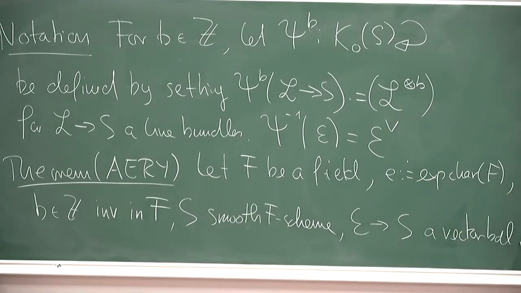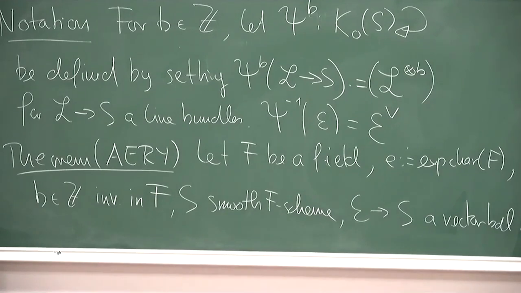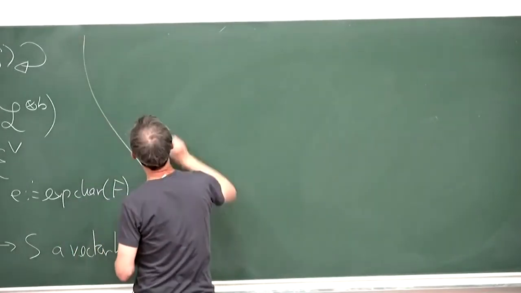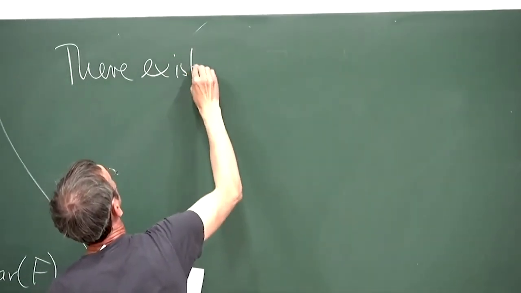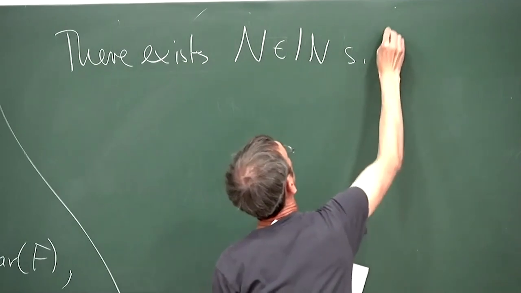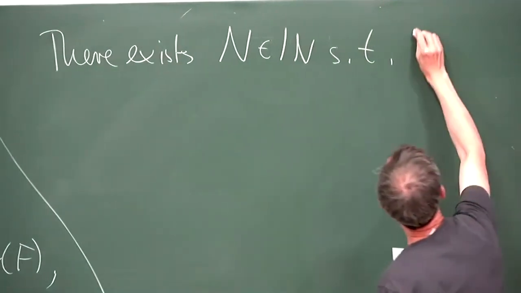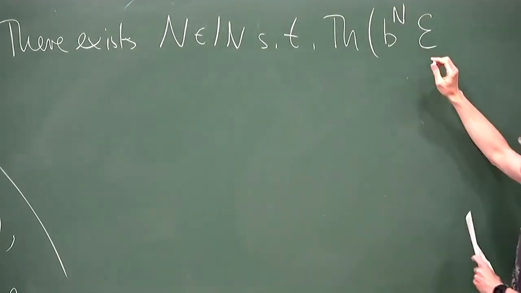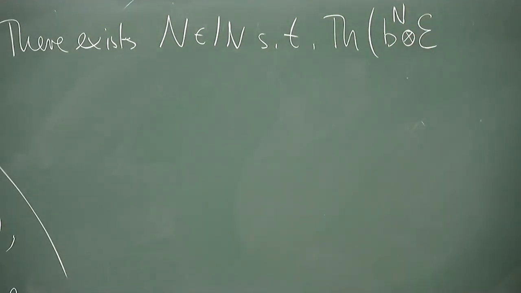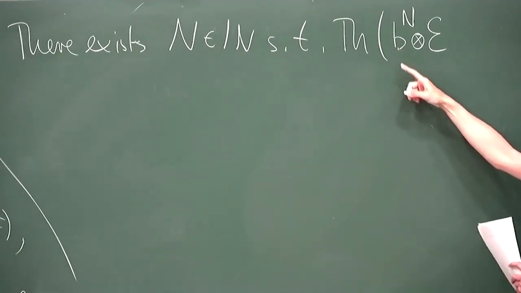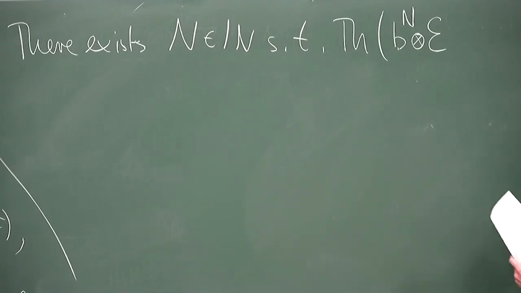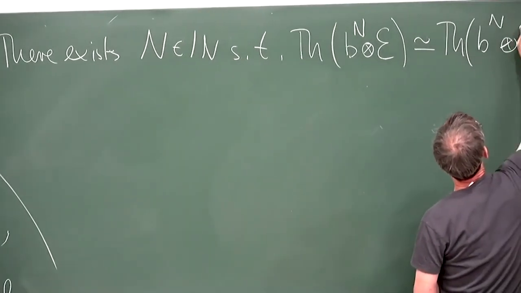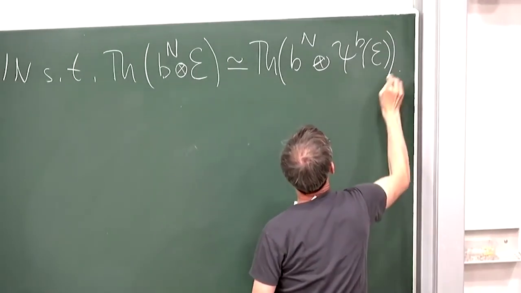So with all of this, we can look at the following element in the kernel. There exists some natural number n, such that if you look at the Thom space of enough copies of E, and let me write these copies by tensoring with a trivial bundle, which I denote as just the integer giving the rank. So that's on this side, and on the other side we have the bth Adams operation applied to E.